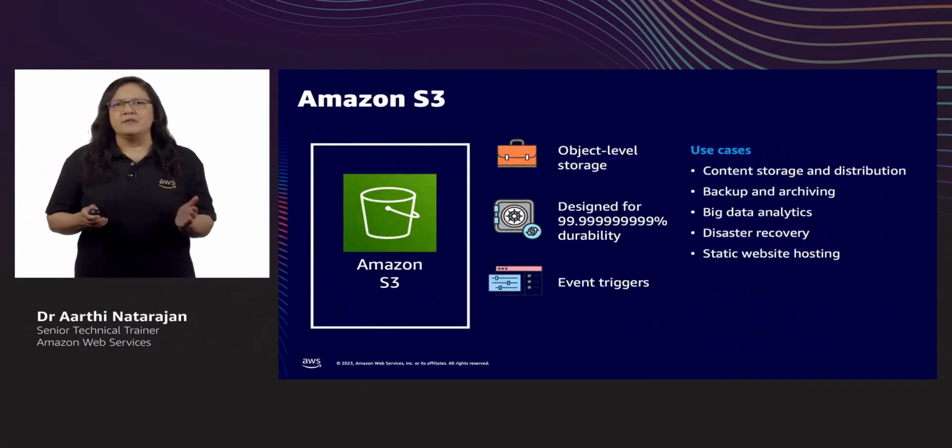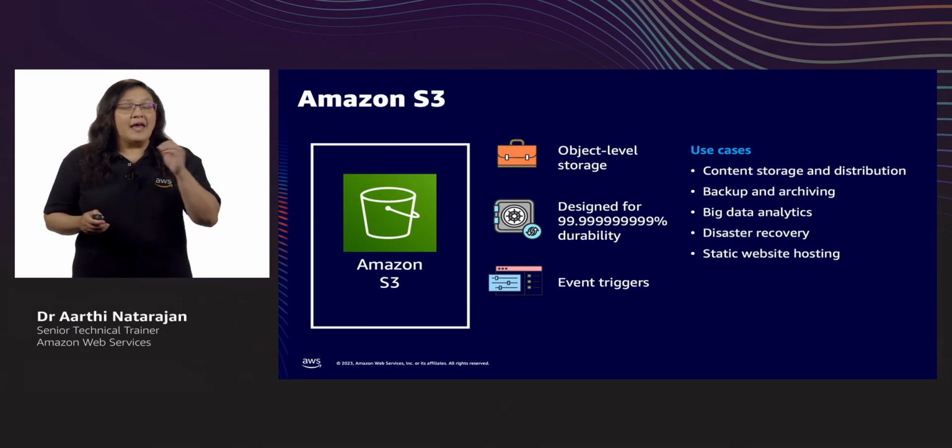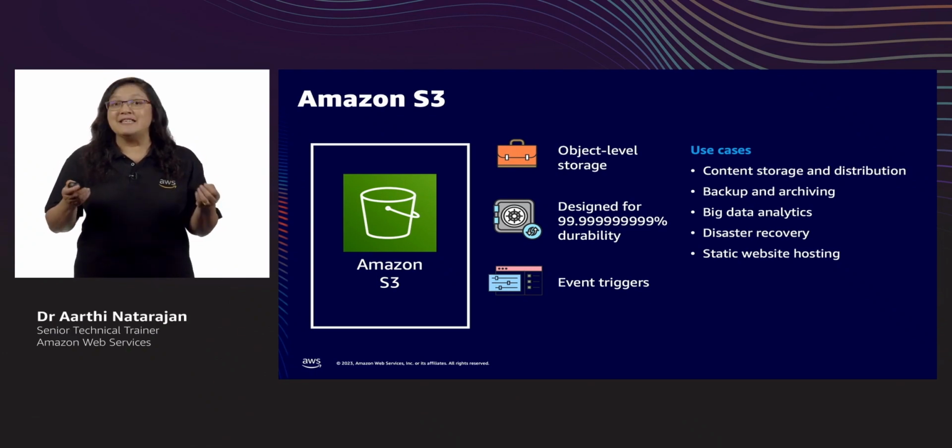S3 is an object-level storage, which means S3 manages the storage layer for you. S3 is designed for what we call 11 nines of durability. Durability is a measure of how likely you are to lose a file or an object. For example, if you store 10 million objects with Amazon S3, you can, on average, expect to incur a loss of a single object once in every 10,000 years.